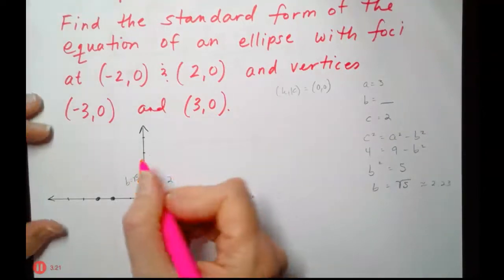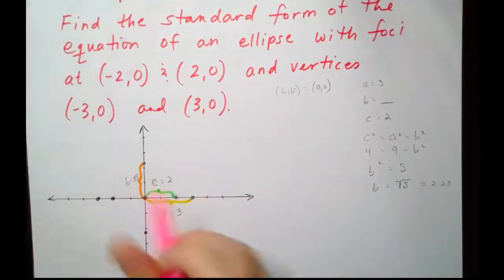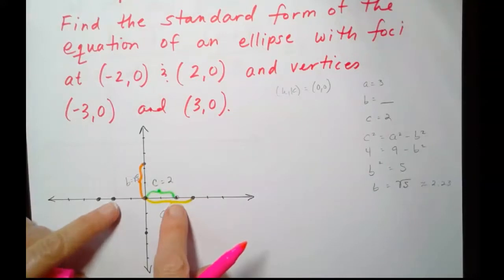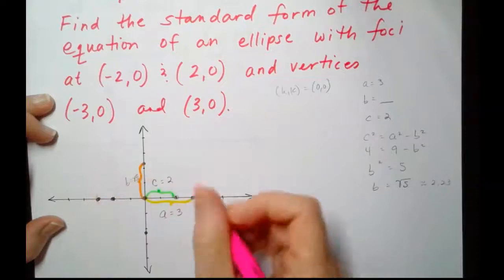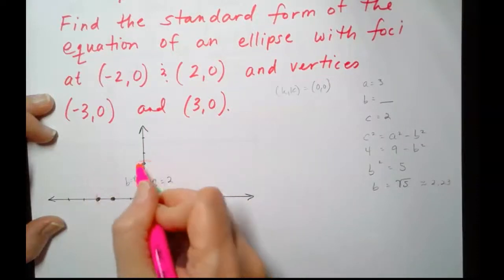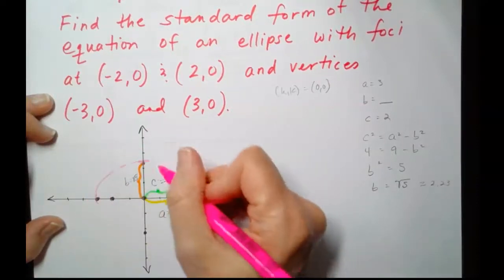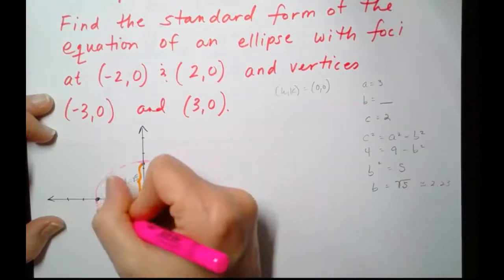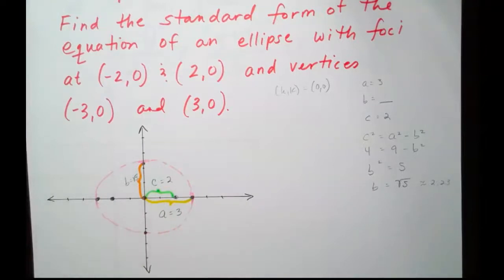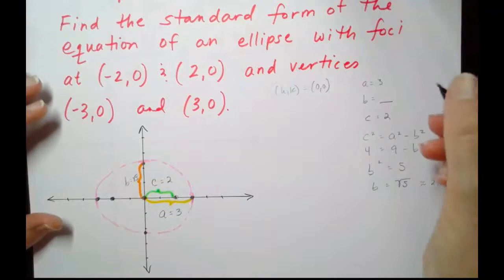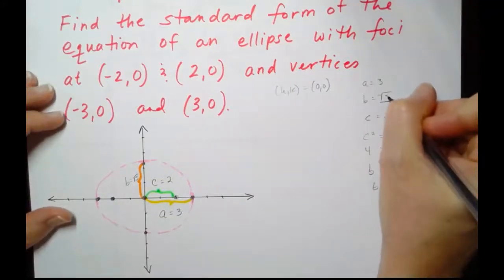We'll do that in pink. And remember, the foci are in the interior of the ellipse. These are our vertices on the end, and these are kind of challenging to draw sometimes. They're not going to be perfect. They might look like an egg or a potato. That's okay. So there's our ellipse. So our B value was root 5.